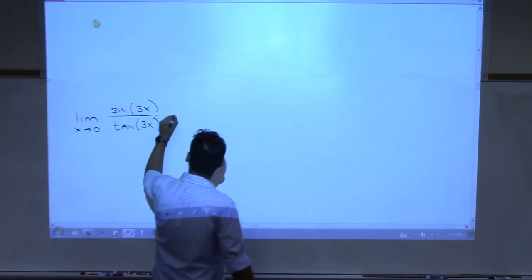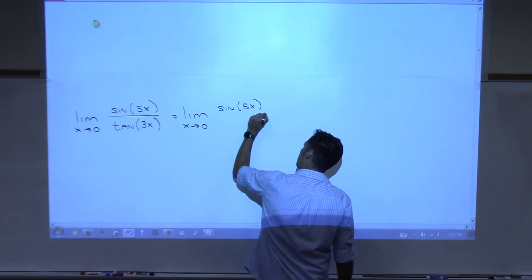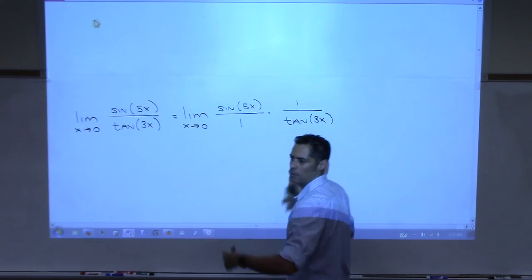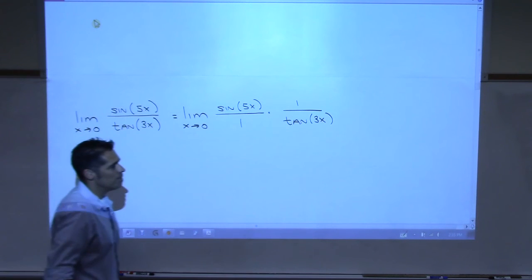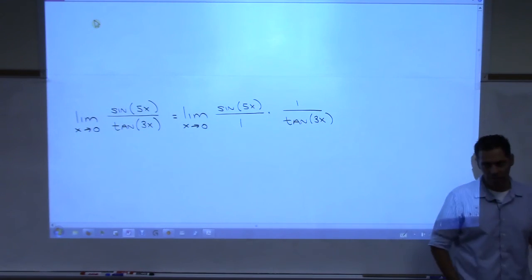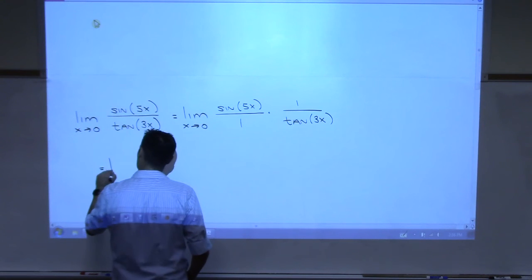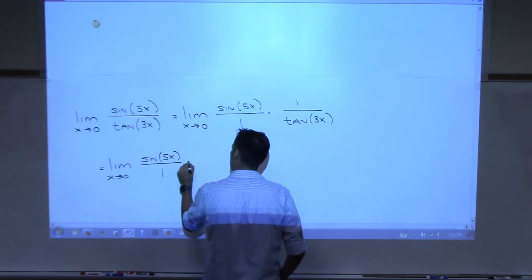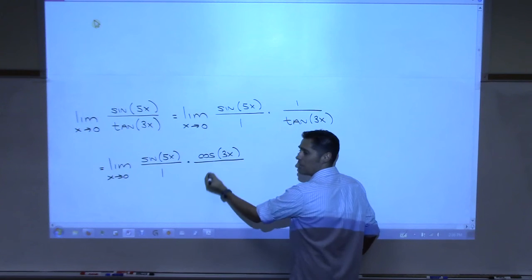So here's what I'm going to do. See how far you can follow me. I'm going to first rewrite this, and I'm going to peel this fraction apart. All I've done is rewrite it as two fractions instead of one. And then I remember from pre-calc that 1 over tangent is really cotangent, and cotangent is cosine over sine. So this is actually the same as the limit as x goes to 0 of sine of 5x over 1 times cosine of 3x over sine of 3x.